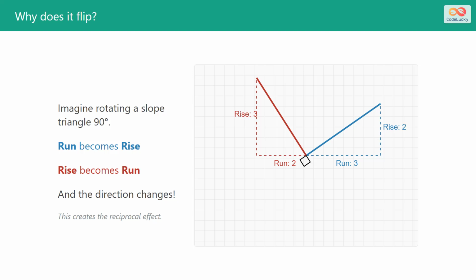Why does this happen? Imagine taking a slope triangle and rotating it 90 degrees. The vertical rise becomes the horizontal run, and the horizontal run becomes the vertical rise. This swap creates the reciprocal. Since the direction also changes from uphill to downhill, the sign must change too.